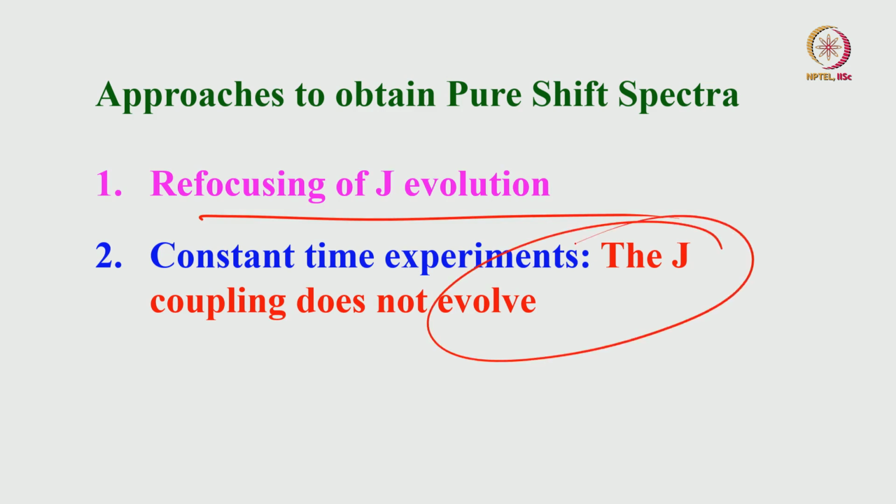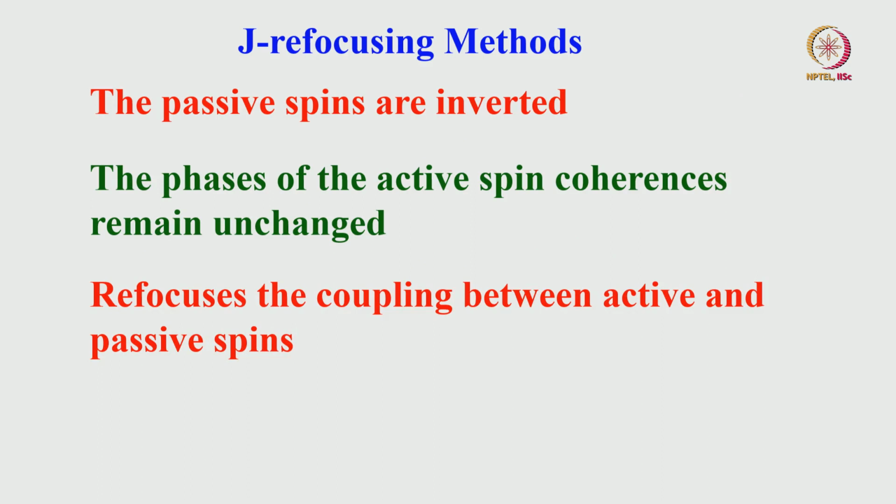When you do a constant time experiment, J coupling does not evolve. When J coupling does not evolve, it is as good as only chemical shift evolution. That is one way. One way you can refocus J coupling, preventing evolution. The other way, you do a constant time experiment where J coupling does not evolve at all. There are two possible ways. There are many ways. If you do the J refocusing, what we do first is that the spins are inverted.